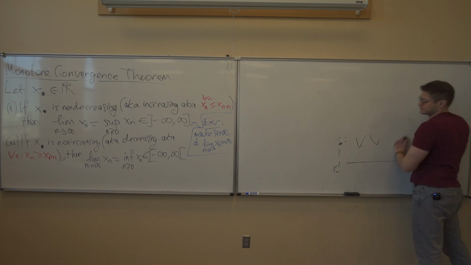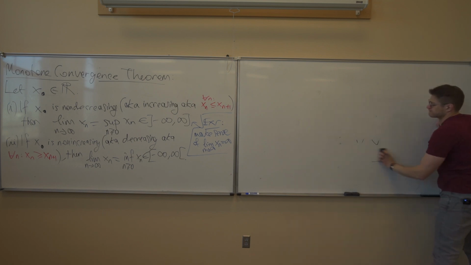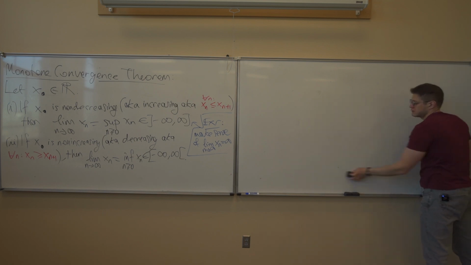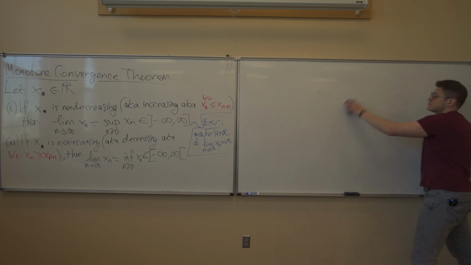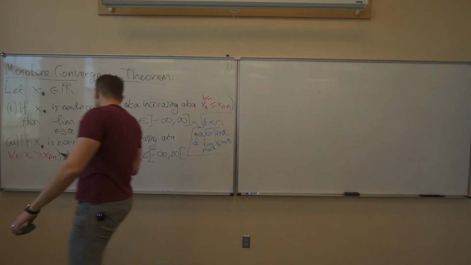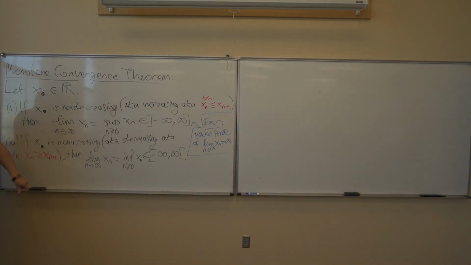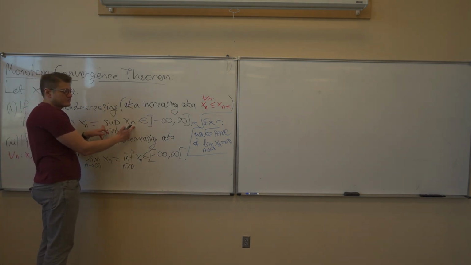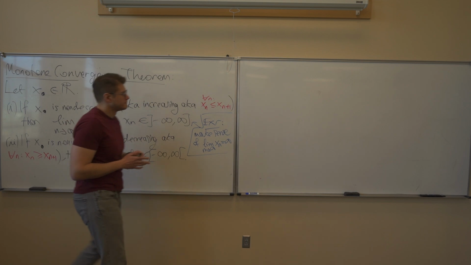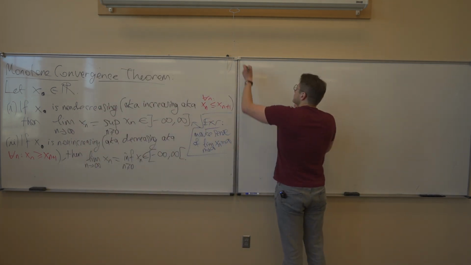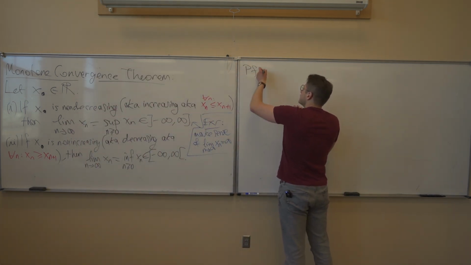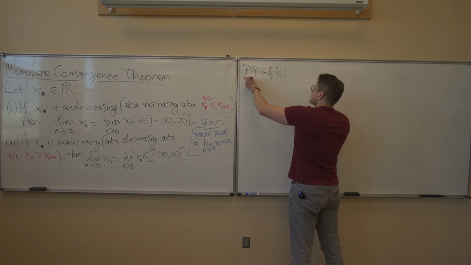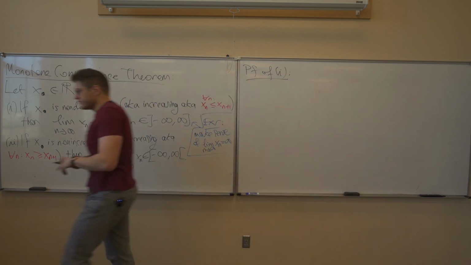So let's do this. Let's separate the cases. I like to separate cases. First of all, I need to say something about whether or not this is a finite number. Either it is infinite or it's not. So, proof of the first part, and the second part is going to be an exercise.